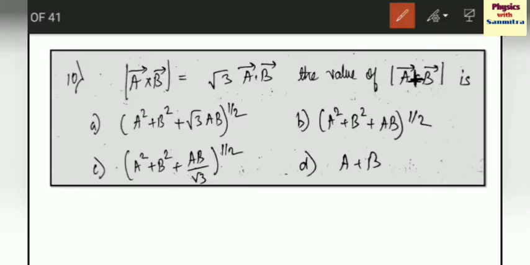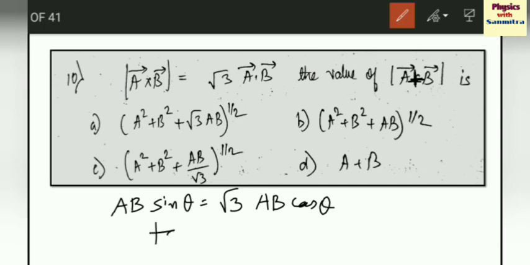See, now we have our 10th question, that is magnitude of a cross b is equal to root 3 into a dot b vector. Now find the magnitude of a plus b vector. Okay, now let's solve this question. A cross b vector I can write as ab sine theta, and root 3 into a dot b I can write as root 3 ab cos theta. So by solving it I can get tan theta is equal to root 3. So theta is equal to 60 degree.